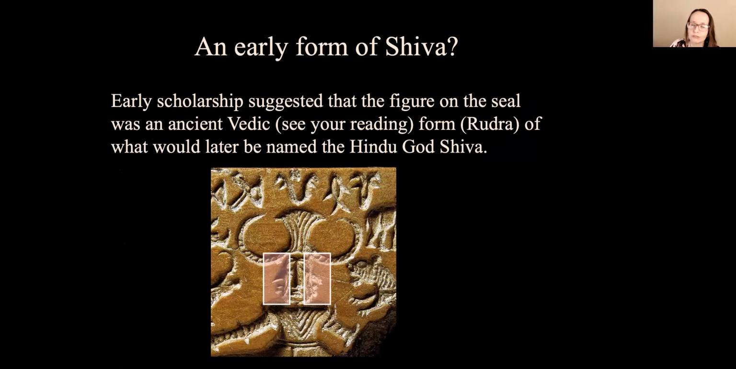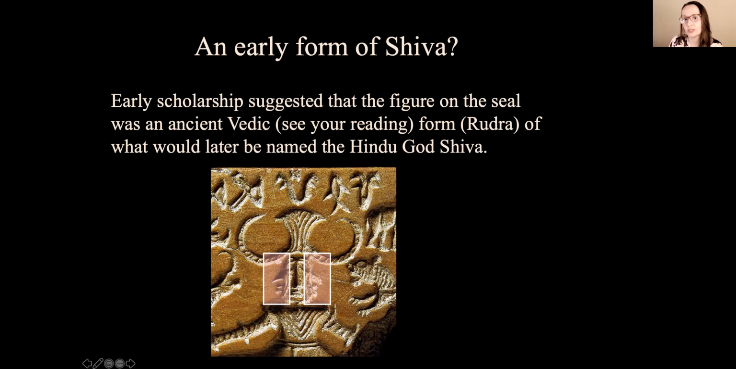Is this an early form of Shiva? Unless you're familiar with Hindu beliefs and gods and goddesses, you wouldn't know who Shiva is, and we're going to get to that later in this class. But we know, and we're touching on this in this module, that ancient Vedic, and that is a culture that follows after the Indus Valley civilization, that the figure on the seal is an ancient Vedic form known as Rudra that would be later named the Hindu god Shiva.